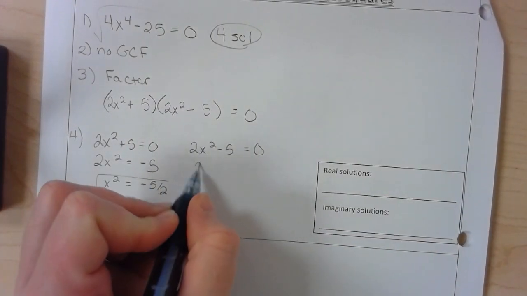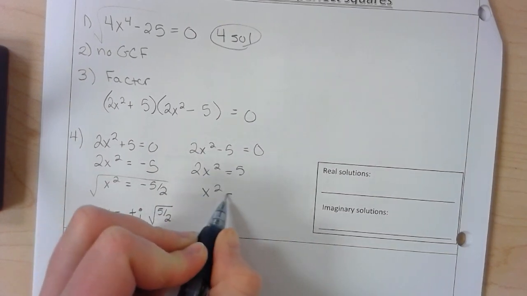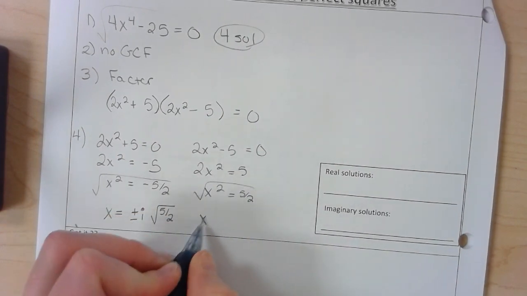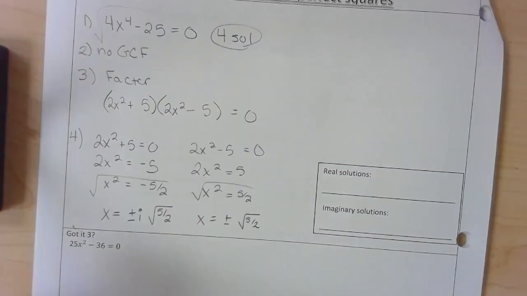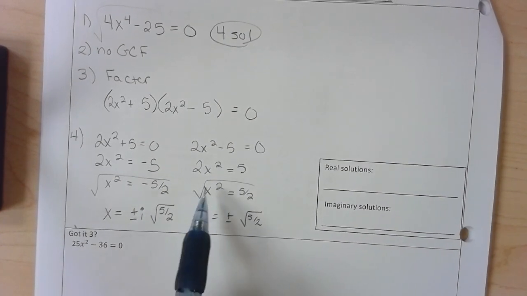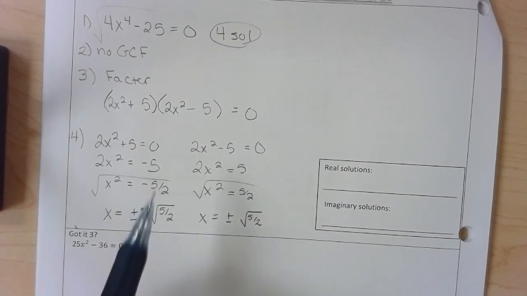So on this one, we're going to add 5. So 2x squared equals a positive 5. Divide by 2, so you get 5 over 2. Take the square root. Remember, when you draw a square root, you need to use a plus and a minus. That's square root of 5 halves. Sorry, the video keeps lagging. You divide by 2, so you get 5 over 2. Take the square root and use plus or minus.